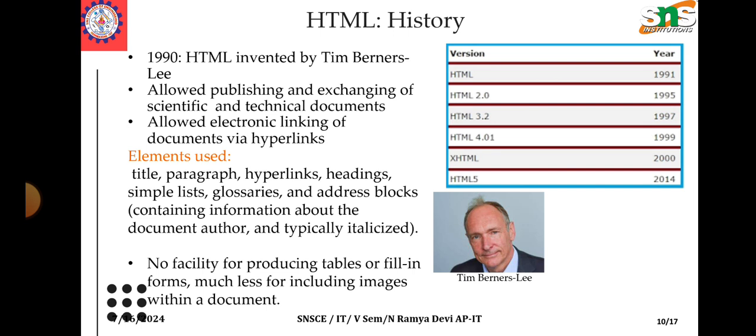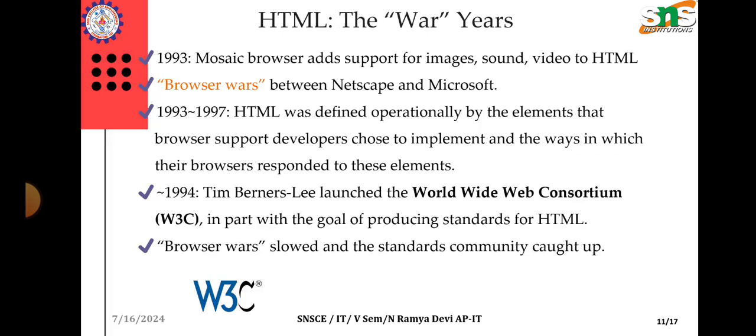And again the next versions were established in the coming years: HTML 2 in 1995, 3.2 in 1997, 4 in 1999, XHTML in 2000, and HTML5, which is the latest version of HTML, established in 2014. And these are the browser wars.